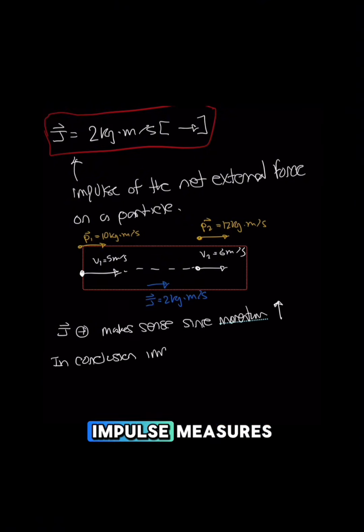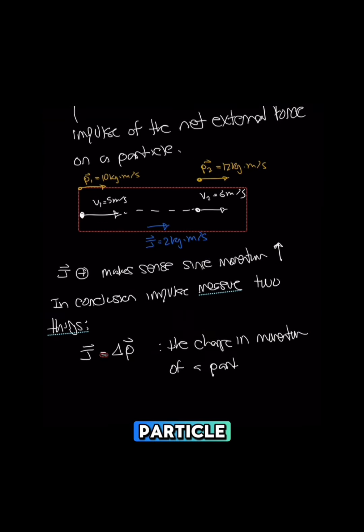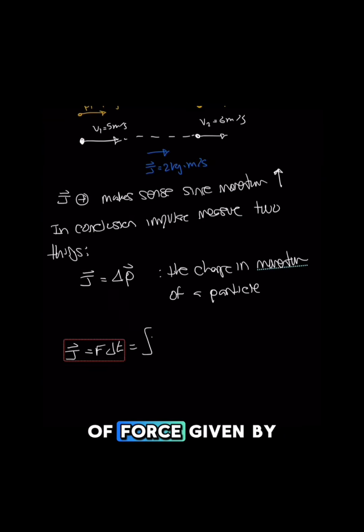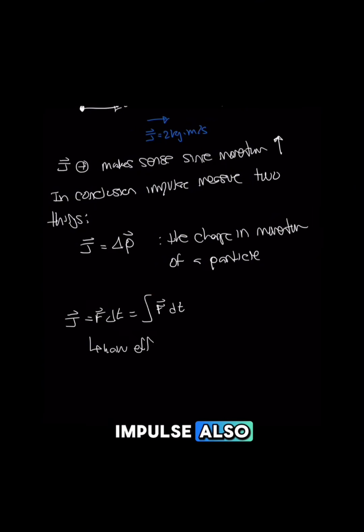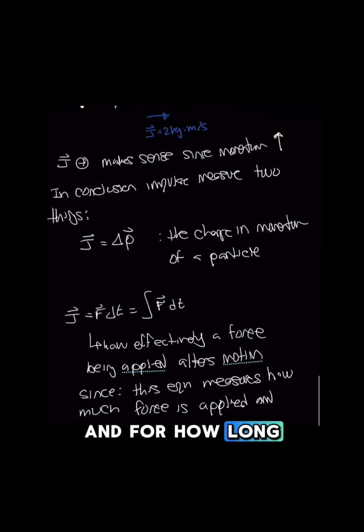In conclusion, impulse measures two things. First, in terms of momentum, it measures the change in momentum of a particle. It can also be measured in terms of force, given by this equation. Impulse also measures how effectively a force being applied alters motion. So this equation measures how much force is applied and for how long this force is applied.